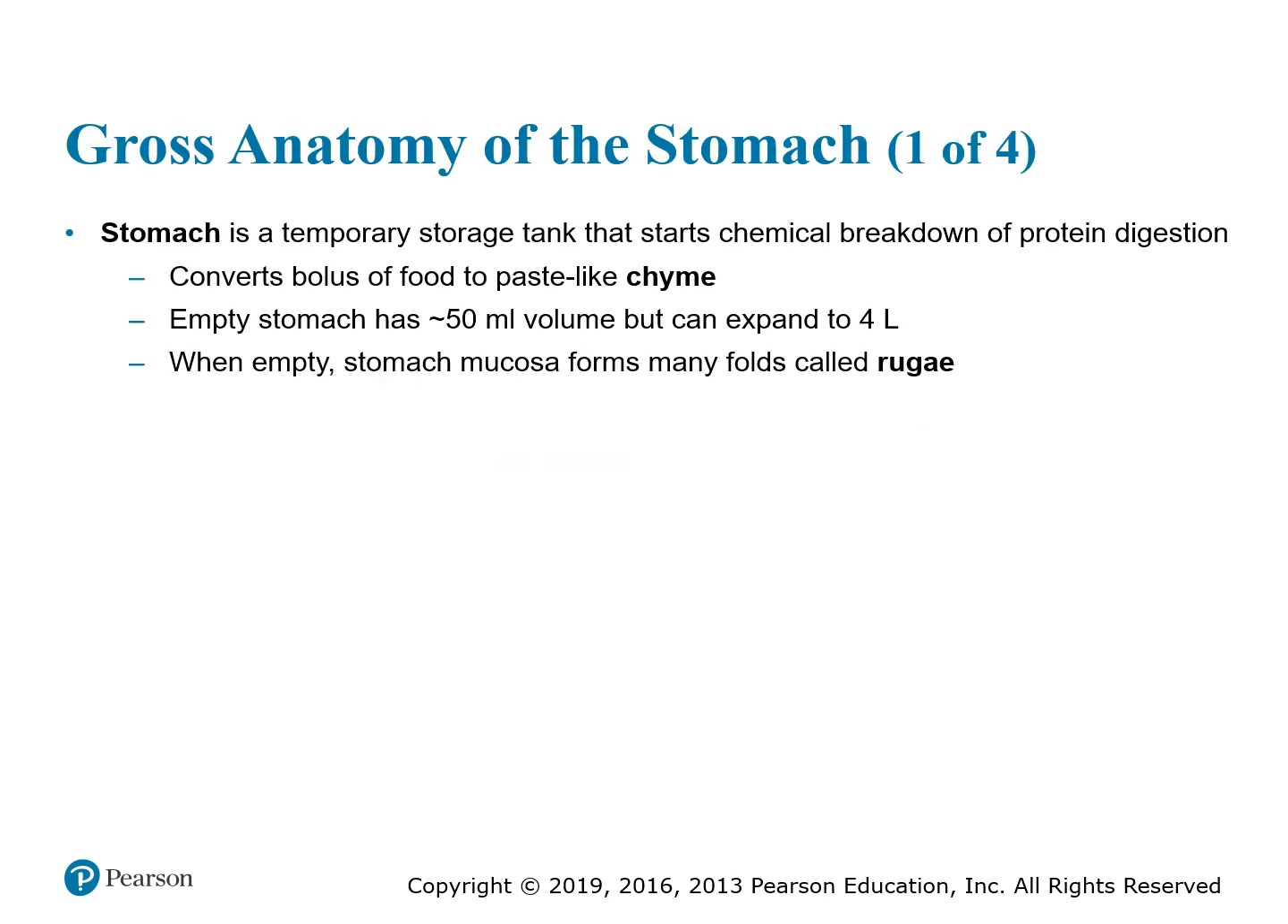Stomach, it is a temporary storage tank, and the chemical breakdown of protein starts here in the stomach. The stomach converts the food to a paste-like substance which is known as chyme. When the stomach is empty, its volume is 50 milliliters, but it can expand up to 4 liters, so much that it can go up to the pelvis. When the stomach is empty, it recoils, and the stomach mucosa forms many folds. Those folds are known as rugae.